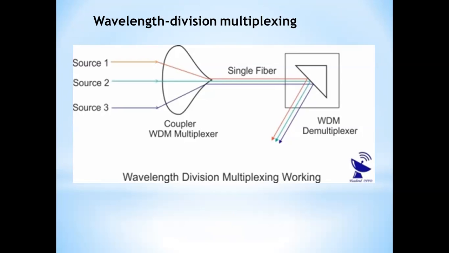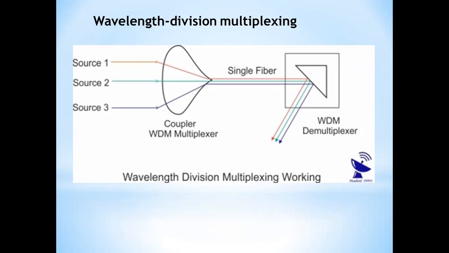A simple block diagram of a WDM transmitter and receiver is shown in the figure. Applications of WDM: one important application of WDM is the SONET network, in which a large number of optical fiber lines are multiplexed and demultiplexed.